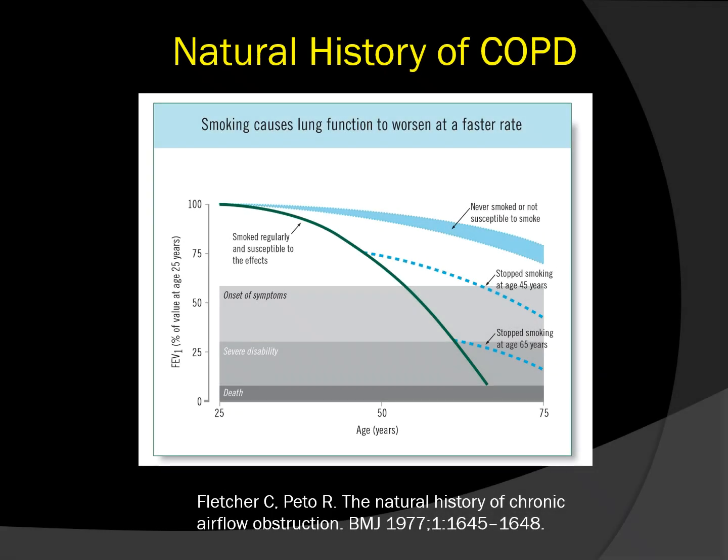Now, this is a very well-described graph that's been around since the 1970s, the Peto-Fletcher graph, we refer to this. What it shows is we all lose lung function with age. We start out at expected at about age 25, let's say 100% are predicted, and as we age, we lose our lung function, and for that reason, we have to set our PFT normals based on the patient's age, because we know the predicteds go down with age.